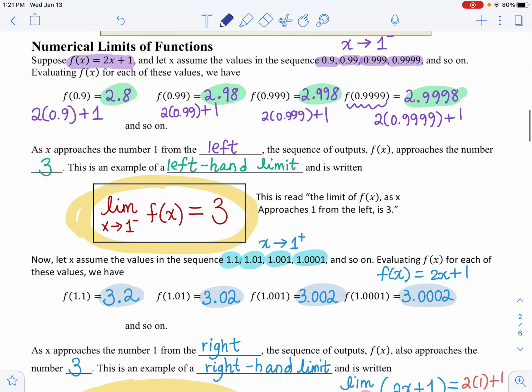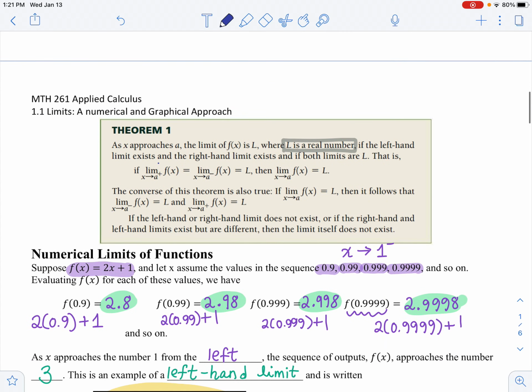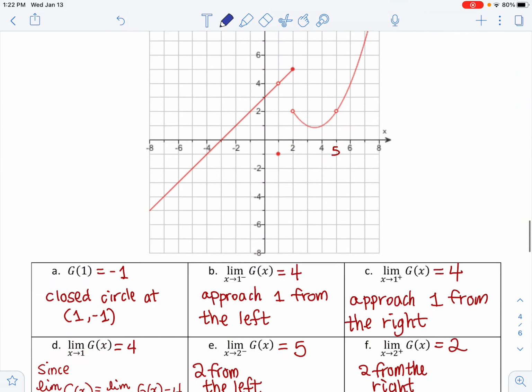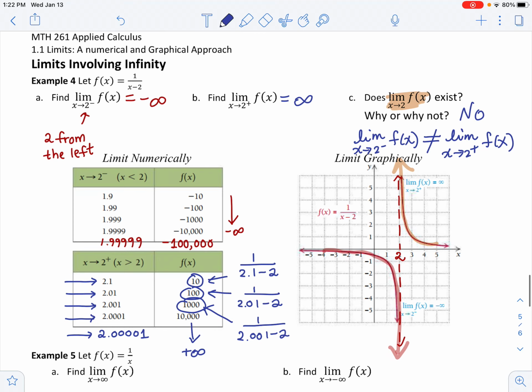Because remember, we said in Theorem 1, if the left-hand limit and the right-hand limit are equal, the general limit exists, but that L has to be a real number. So technically, the limit does not exist if it's going to infinity. We say they diverge. We'll talk more about that. But for right now, this problem, it just does not exist because the left-hand limit and the right-hand limit are not even equal to each other, right?